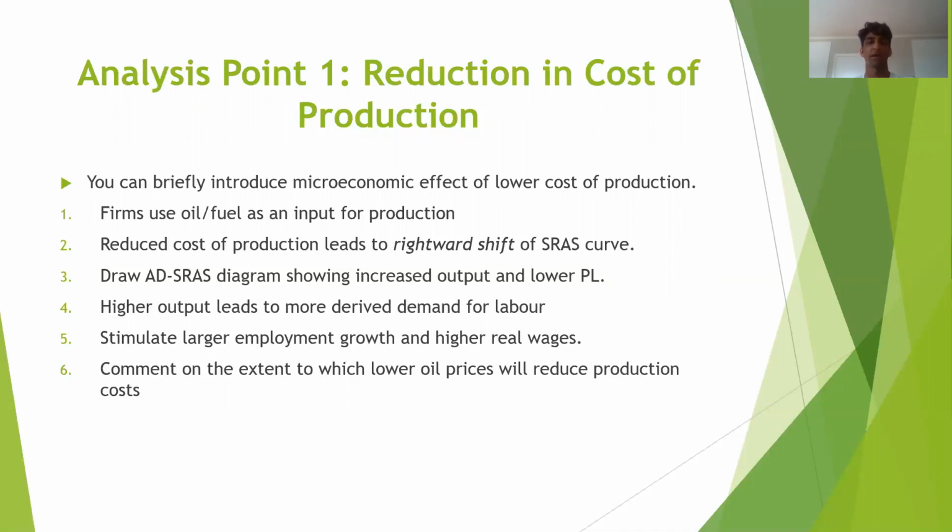And if all firms benefit from this, that means all firms are going to benefit from lower costs of production. And as a result, this is going to culminate in a rightward shift in the SRAS curve. Now, the diagram will be included in the next slide. But long story short, when there's a rightward shift in the SRAS curve, what you will find is that there's an increase in output and a lower price level.